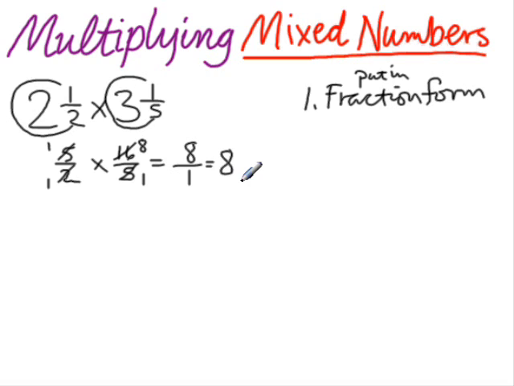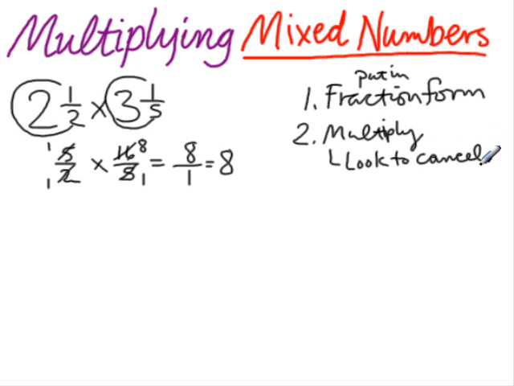So our first step was to put them into fraction form. Our second step was to multiply. And when we multiplied, we could always look to see if there's anything that we can cancel.